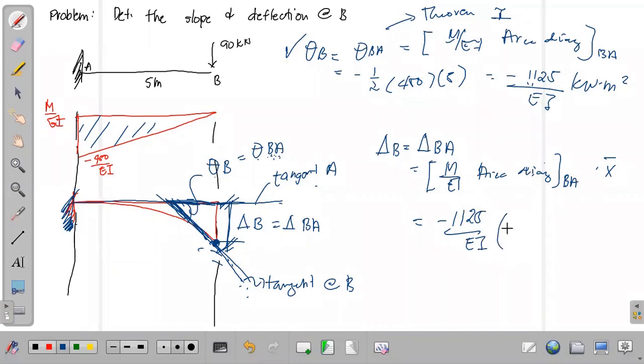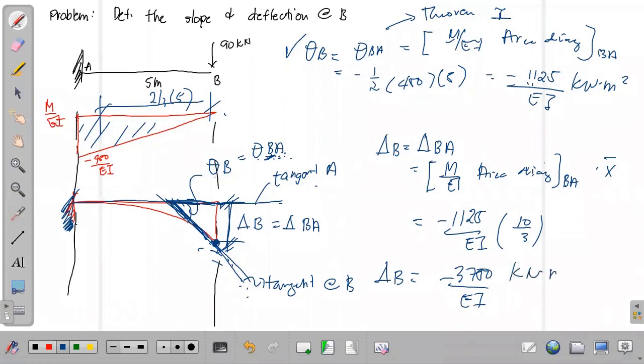Ano yung magiging X bar natin? X bar natin is 2/3 from B. Kasi B with respect sa tangent ng A. So, that is 2/3 of 5. Okay, so 2/3 of 5 is 10 over 3. So kindly solve for the deflection of B. So 1125 times 10 over 3. So that is equal to 3750 over EI in kilonewton meter cube. Okay, so this will be our deflection at B.